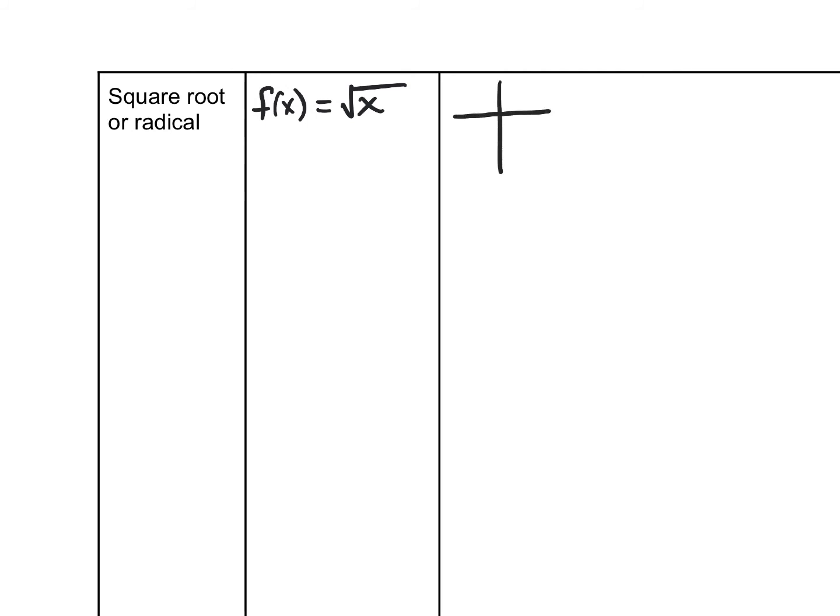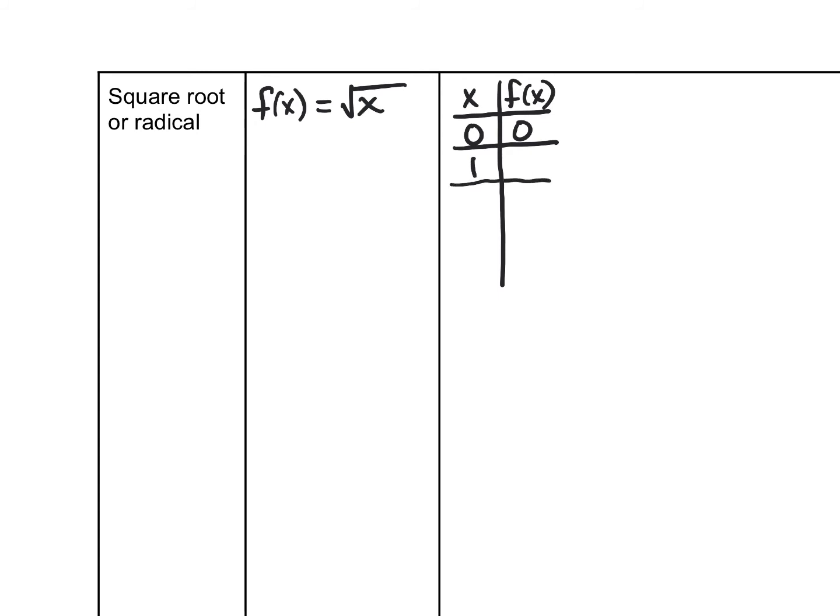Because number one, don't we have to restrict the domain on this guy? What kind of domain are we not allowed to have for this one? Negative numbers, which means we need to start at 0. What is the square root of 0? 0. And then I'm going to go to 1.